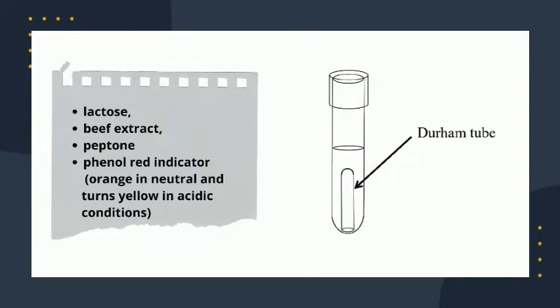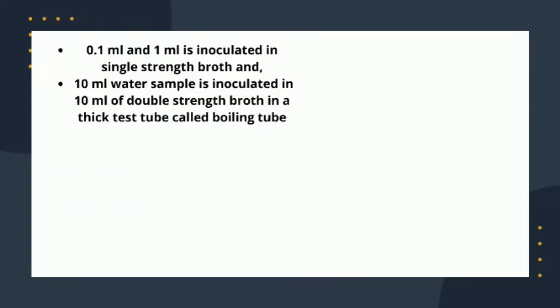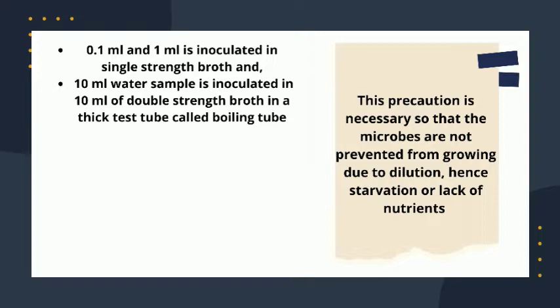Before autoclaving, these small Durham tubes are inserted and inverted into these tubes, which are useful in trapping any gas that's produced by the microbes present in the water sample. The 0.1 and the 1 ml water sample is inoculated in the single strength broth, and the 10 ml water sample is inoculated in 10 ml of double strength broth in a thick test tube called the boiling tube, thereby converting the double strength broth into single strength automatically because we add 10 ml of the water sample to 10 ml of double strength broth.